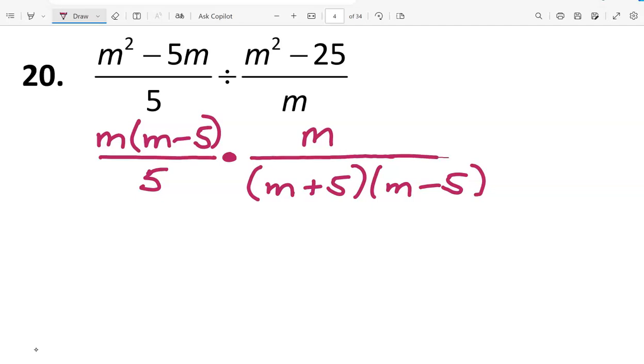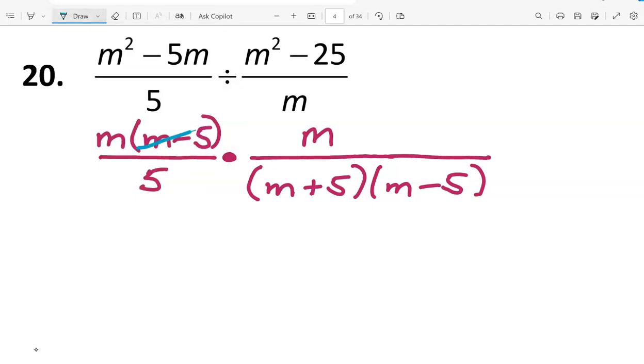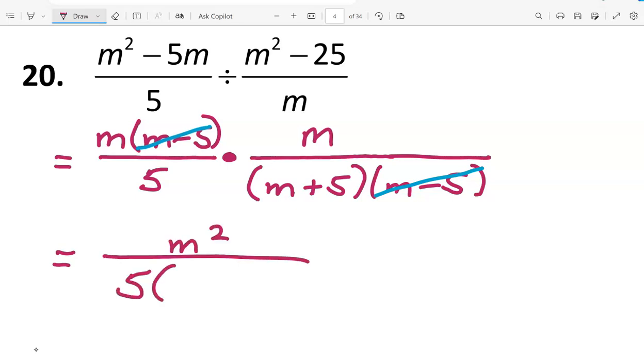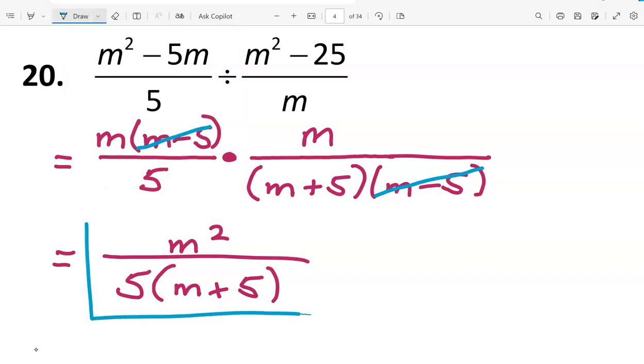Actually, only the denominator factors. And then cancel common factors. And then multiply m squared on top. And we're going to multiply on the bottom, but we just write the intention to multiply. We don't have to actually multiply. We can leave it in factored form.